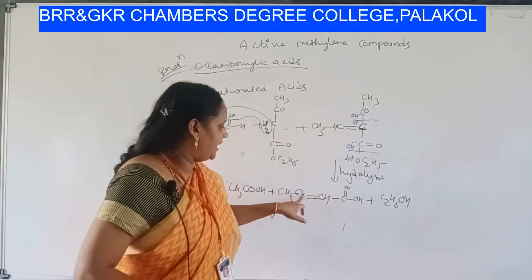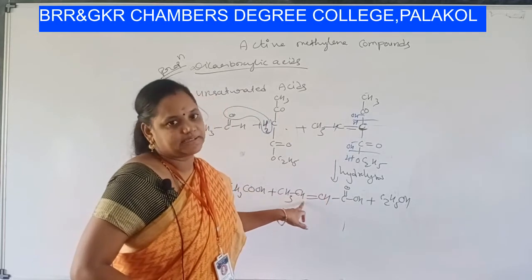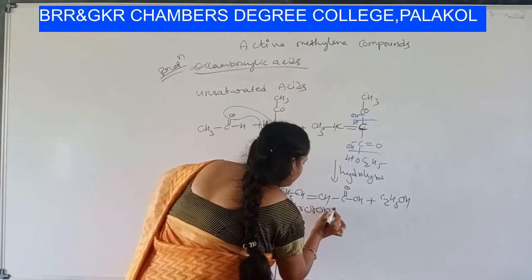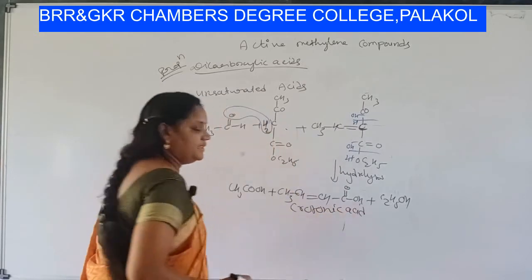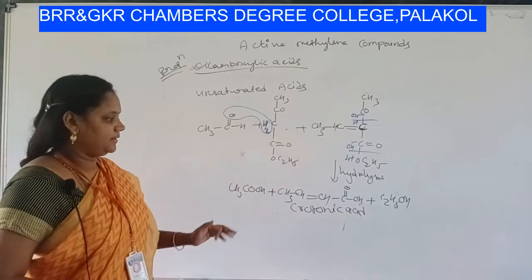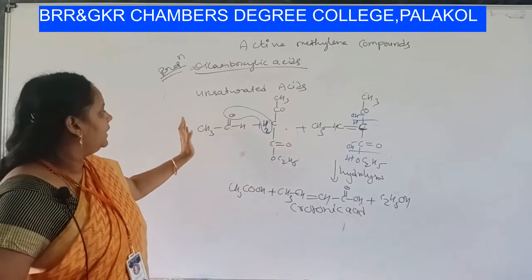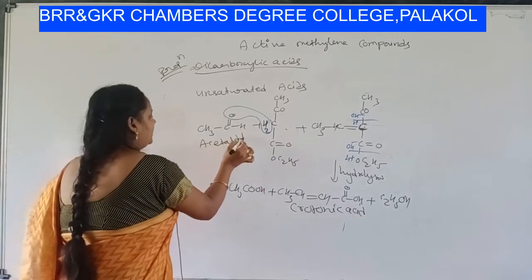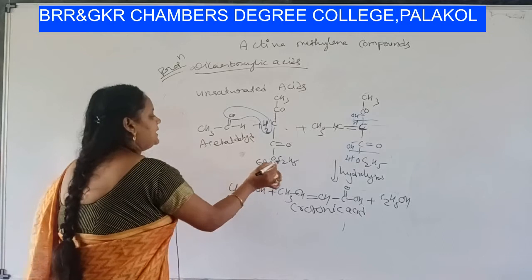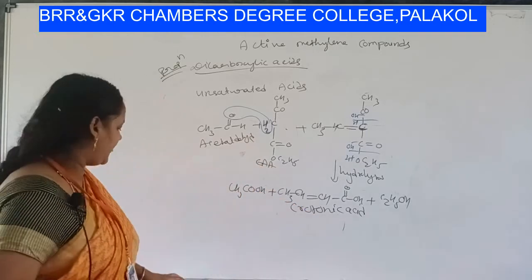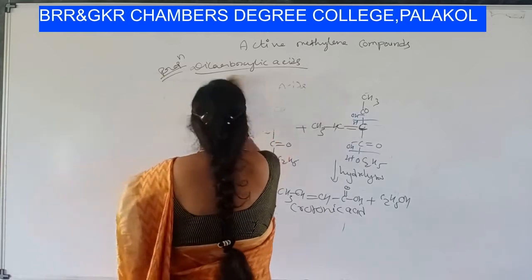This is an alpha beta unsaturated carboxylic acid, which is called crotonic acid. Okay students, understood? We have added acetaldehyde to our EAA, ethyl acetoacetate, to form crotonic acid. Next property.